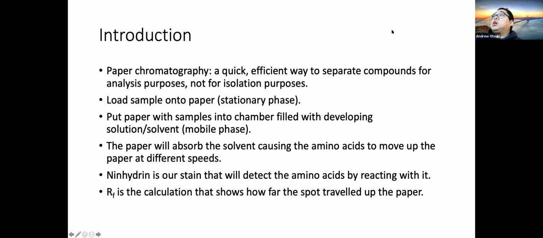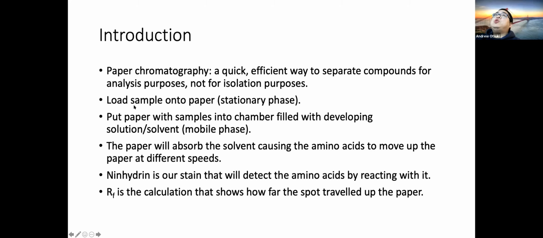So let's talk a little introduction here. Paper chromatography is, like I said, a quick, efficient way to separate compounds for analysis purposes. When we're doing a reaction and we want to analyze what's in it, we usually use something called TLC, or thin layer chromatography, but paper chromatography fits that description as well. In this case, we are just separating a bunch of amino acids.